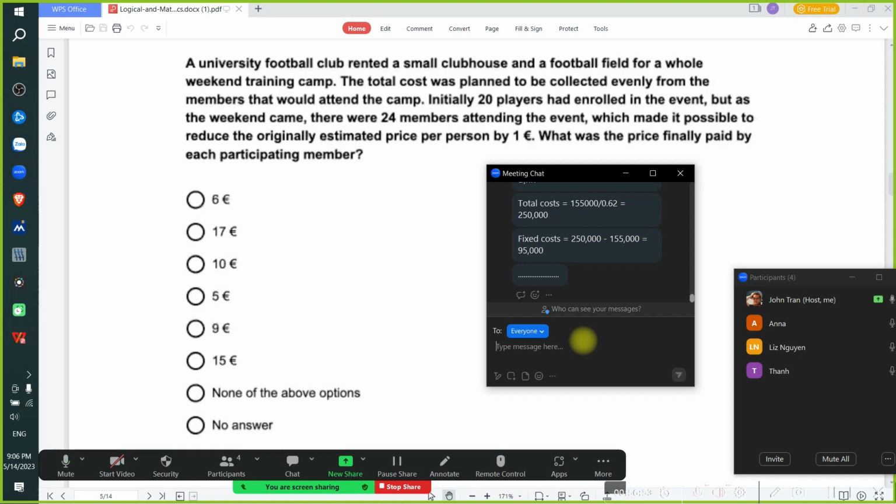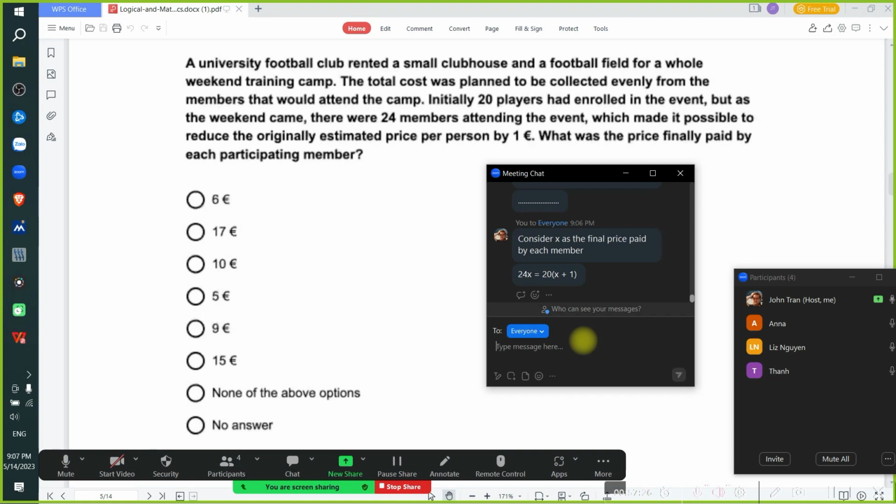So the total cost is actually, first, let's just consider x as the final price paid by each member. Gọi x như là cái giá cuối cùng phải trả bởi từng người tham dự đi. So 24x will be equal to 20x plus 1, isn't it?